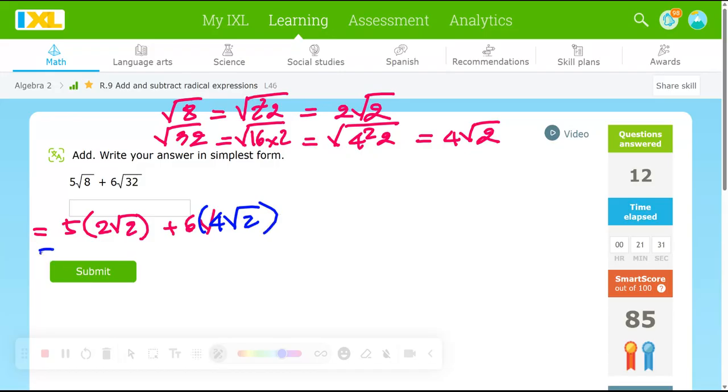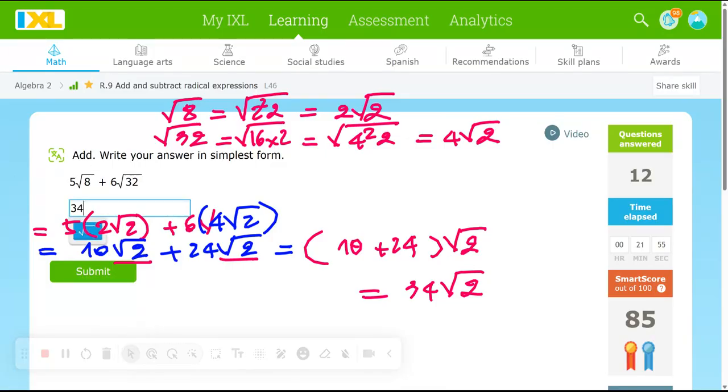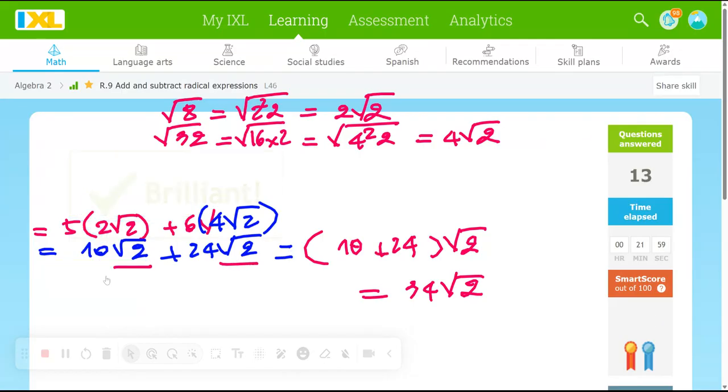Okay, so now together become 10 square root of 2 and then 24 square root of 2. Okay, so you can see square root of 2 is the same thing, so I can factor it out. Now I have 10 plus 24, which is 34. So the final answer is 34 square root of 2. Okay, here we go. 34 square root of 2. Voila.